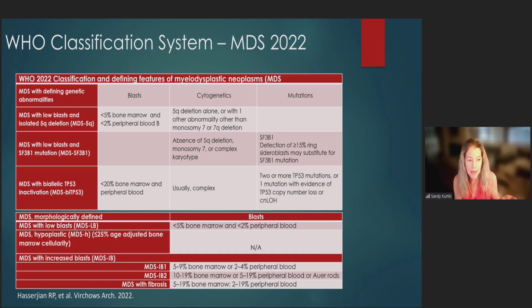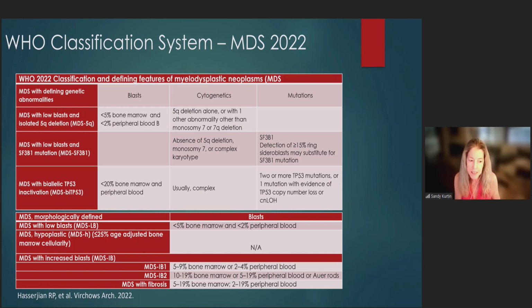And then you have this MDS with biallelic TP53. TP53 by definition is a poor prognostic indicator. TP53 is your surveillance gene. When that is mutated, your body can't adequately do that. And so these patients tend to have disease that's more difficult to treat. And so basically that is the definition there.